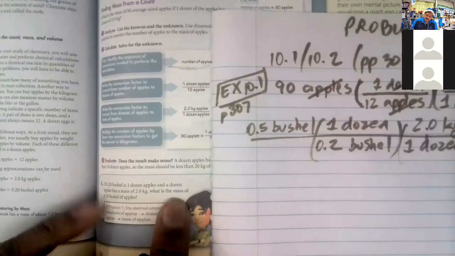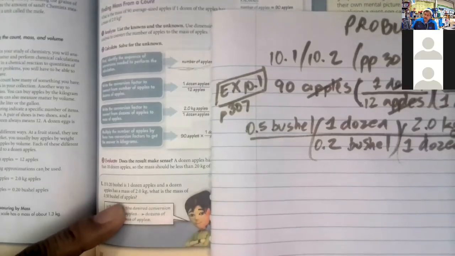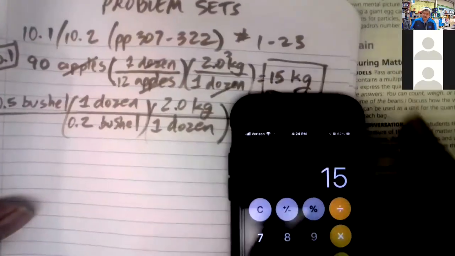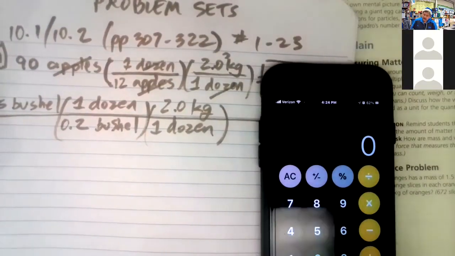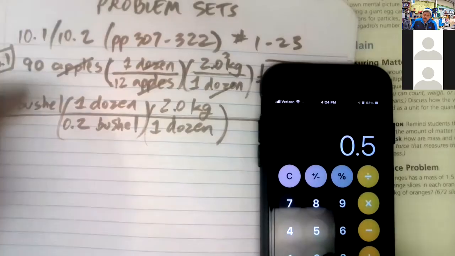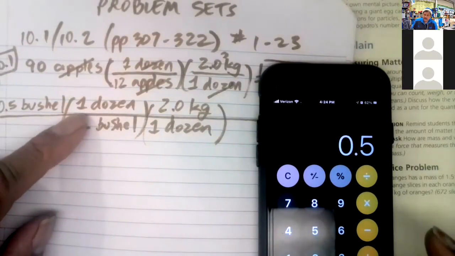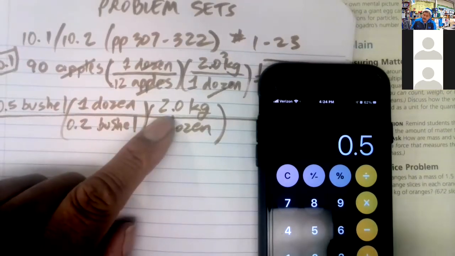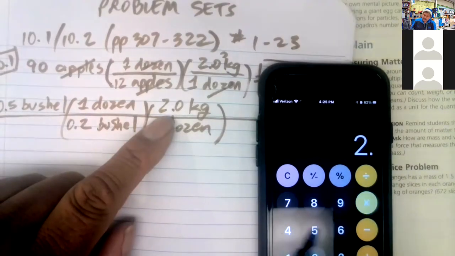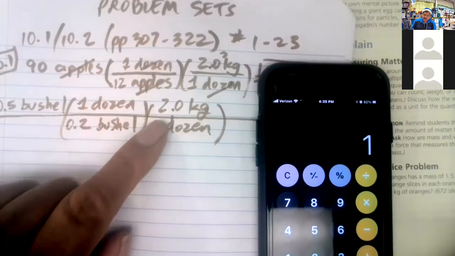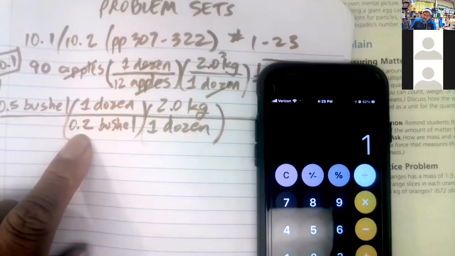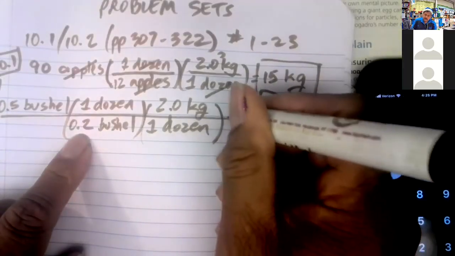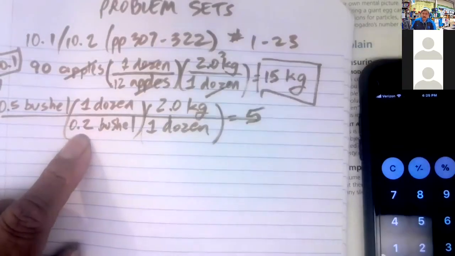And the question is, what is the mass of 0.5 bushels of apples? So if I do my math again, this is what I get. I get 0.5 bushels times 1. You can put that in your calculator if you need to. And then here's 2.0. 0.5 times 2.0, you can do that one in your head. That's 1, right? And then 1 divided by 0.2 equals 5 altogether. So the numerical part of my answer is 5.